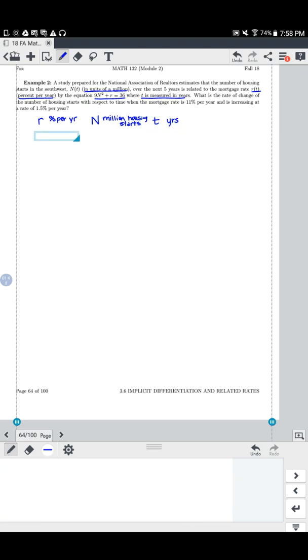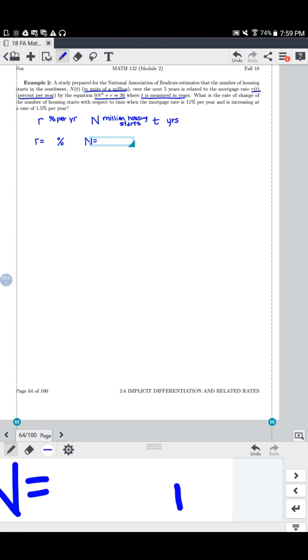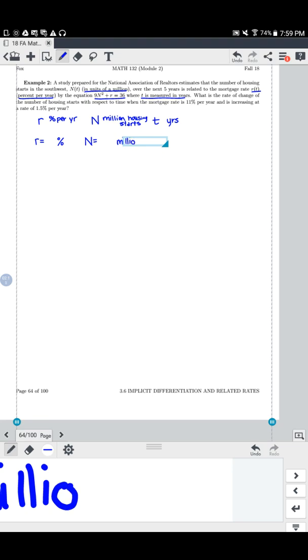It's always 2 things changing with respect to time. So here we'll have a dR dT and a dN dT in our derivatives. So we just want to fill out what we know. And our final answer, what we're always solving for, is a derivative. So I'm going to figure out what the R percent is given to me in the problem. And then I'm going to figure out N, the number in millions of housing starts. And then we'll also have their derivatives. So we don't really have to do anything with T until we look at the derivatives.